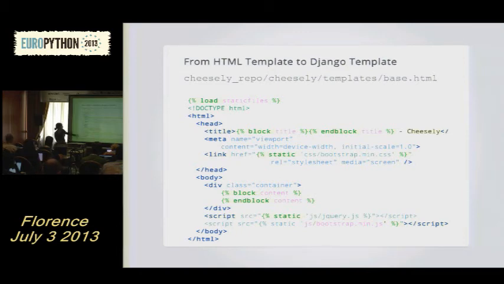Just pointing out a couple things. There's a block title here where later on you're going to have templates that inherit this, and their title will go into the block title. Their content will go into here, and then these lines that have static right here are using Django's static files app to load these static files, or to point to these static files.